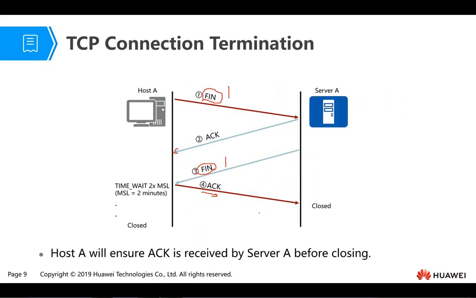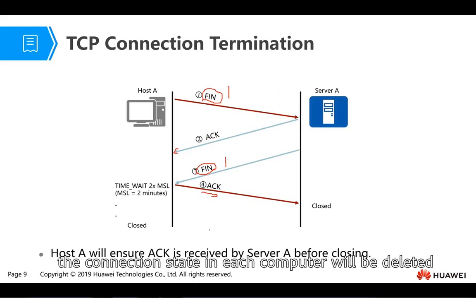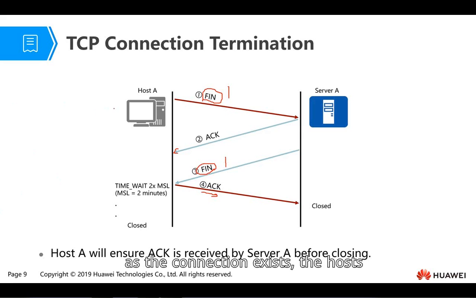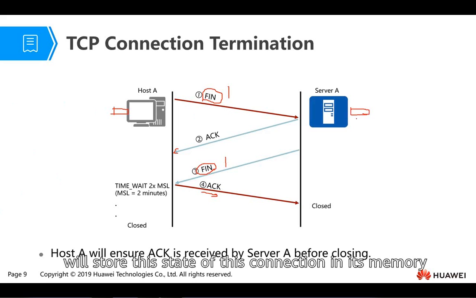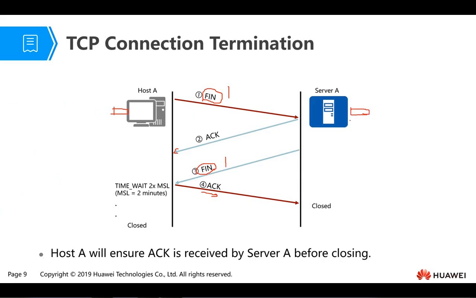Okay, the connection state in each computer will be deleted. As long as the connection exists, the two sides will store the state of this connection in memory. And then when we finish, this state will be deleted. Okay, and we can see the TCP connection termination is a four-way handshake. It needs 4 packets to be exchanged between host A and server A, between the two parties. Okay, this is the TCP connection termination.